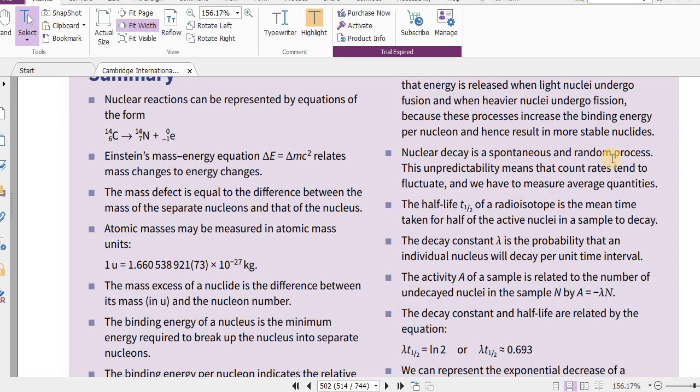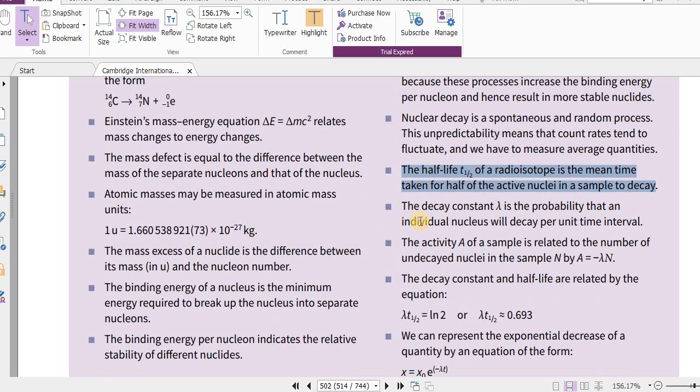Nuclear decay is spontaneous and random. Now I told you, you have to know the meanings of these words. In the exam papers they can ask you. This unpredictability means that count rates tend to fluctuate and we have to measure average quantities. The half-life T-half of a radioisotope is the mean time taken for half of the active nuclei in a sample to decay. You have to memorize the definition of half-life. It was in a highlighted green box also in the chapter, and also the decay constant. You have to memorize this meaning with understanding. In the exam they can ask you to write that.